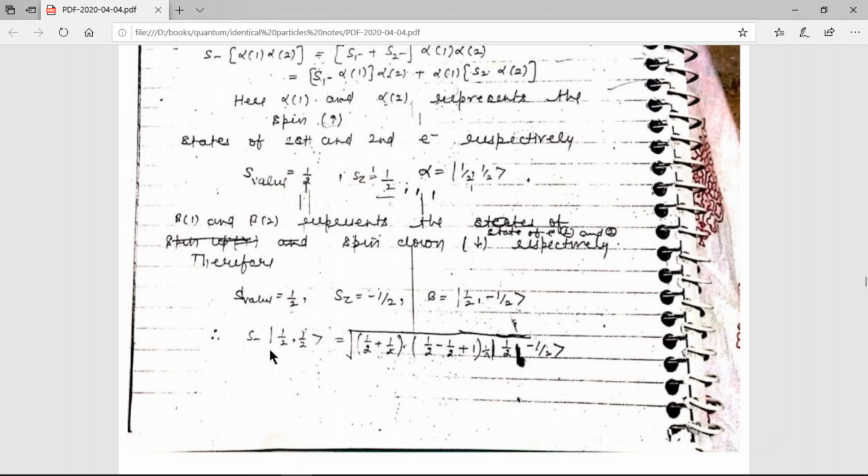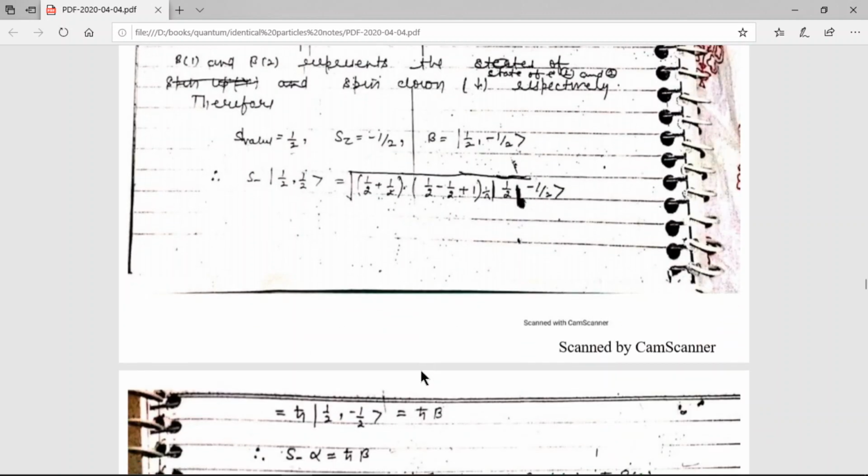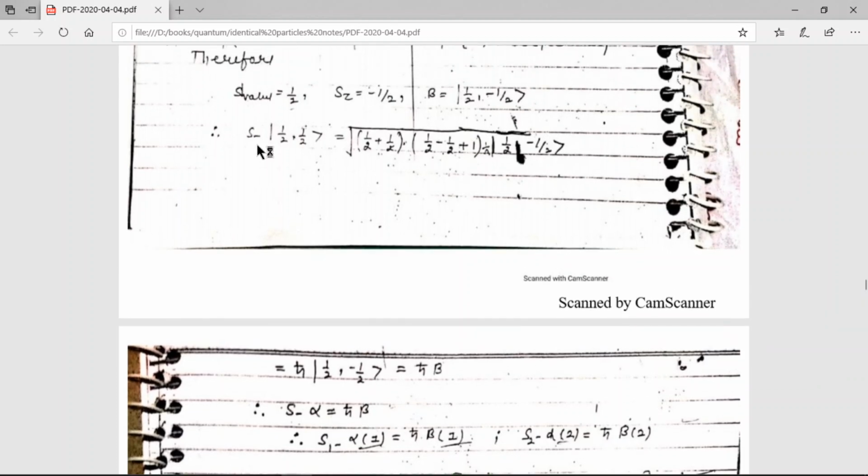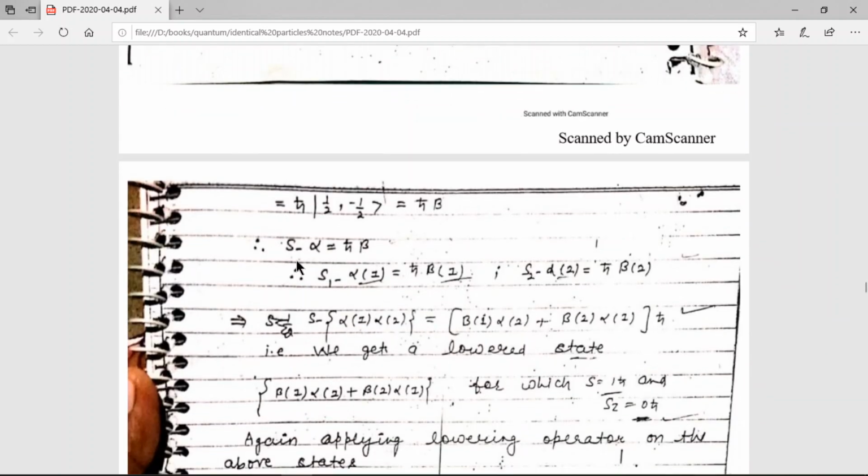So s minus applying on state 1/2, 1/2, which is the value for alpha. The lowering operator applying on alpha will give us this result. By solving it, we get h cross beta. It means s minus alpha equals h cross beta, because s minus is the lowering operator and reduces the value of m by 1. It means 1/2 minus 1 gives us minus 1/2, and the state 1/2, minus 1/2 is given by beta. So the lowering operator applying on alpha gives us h cross beta.